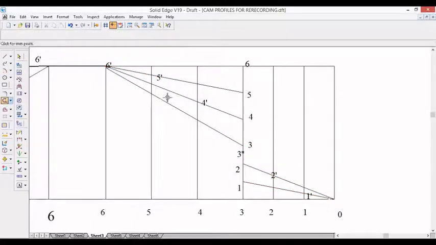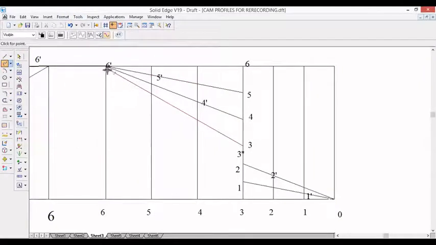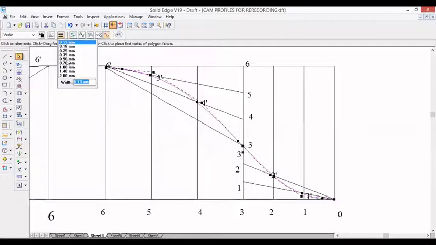For my convenience, I will trim. Anyhow, the 5 dash line we got here, 4 dash we got. Okay, I take curve 6, 5 dash, 4 dash, 3 dash, 2 dash, 1 dash and 0. So this should be thick enough. This is the profile of cam.